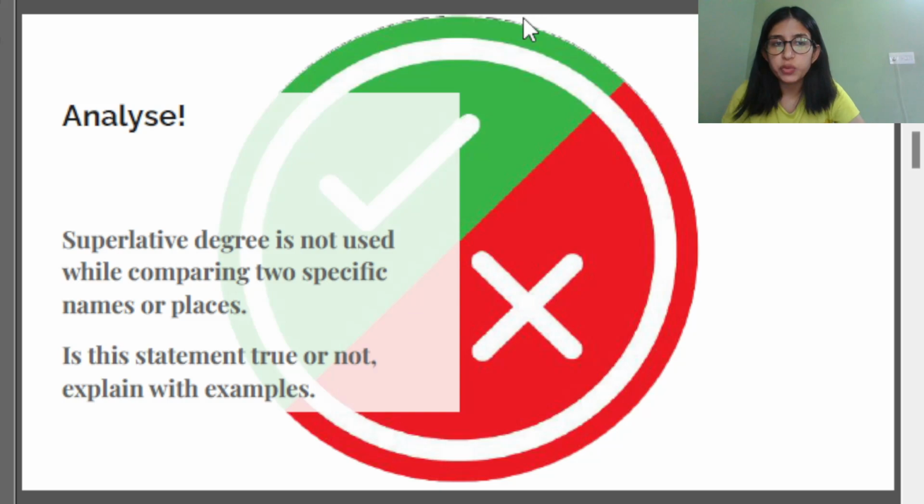You will be telling whether superlative degree is used while comparing two specific names or places, or it should not be used. This statement is true or false: superlative degree is not used while comparing two specific names or places. Yes, you will be writing your answers in the chat box. So I will be giving the answer to this question in 2 seconds.